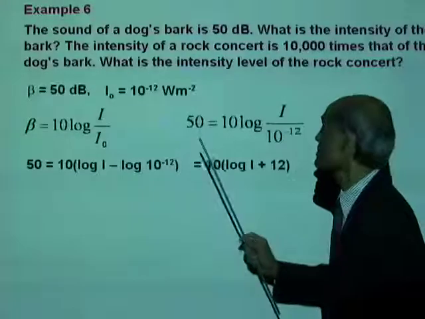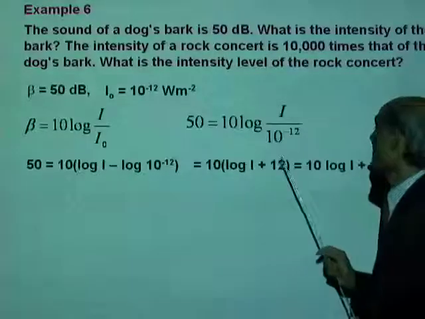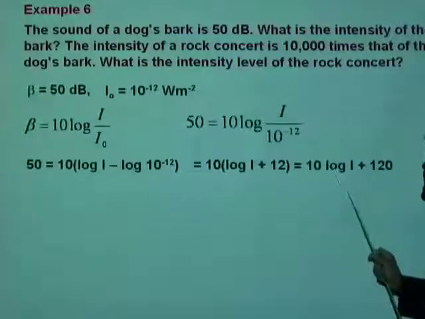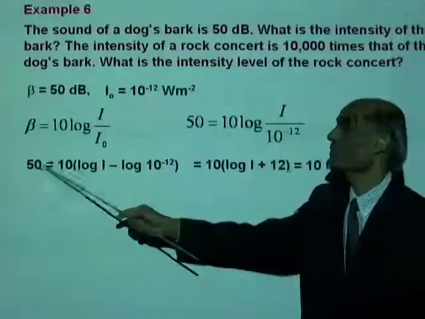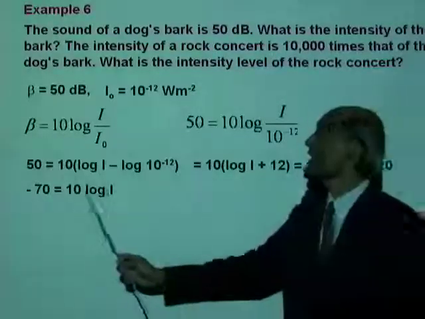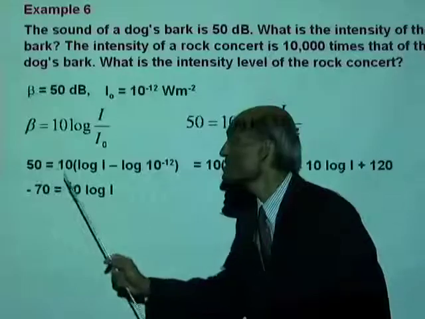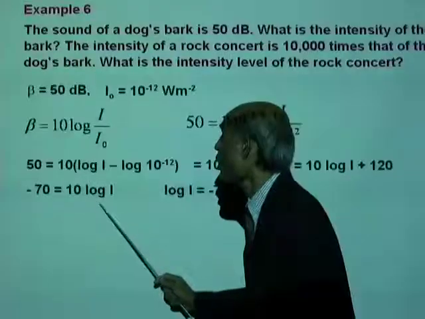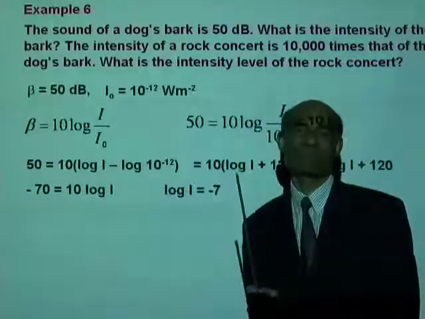So you got 50 equal to 10 times log I plus 12. And that will be 10 log I, distribute that 10, 10 log I plus 120. And what is this quantity equal to? 50. Alright. Next, take this 120 to the left side. Get 50 minus 120 is negative 70 equal to 10 log I. And therefore, what is log I? Divide both sides by 10. Log I equal to negative 7.